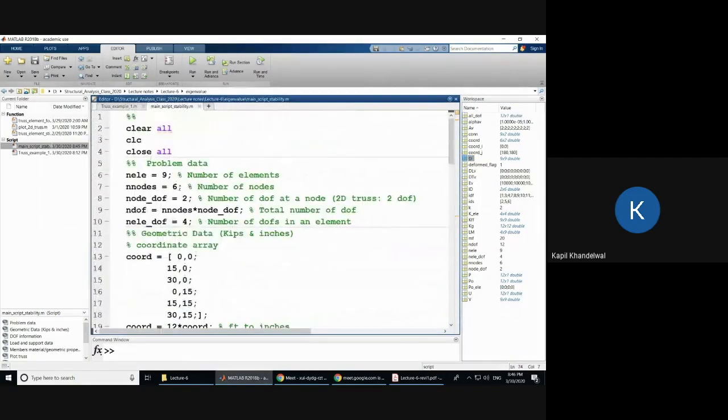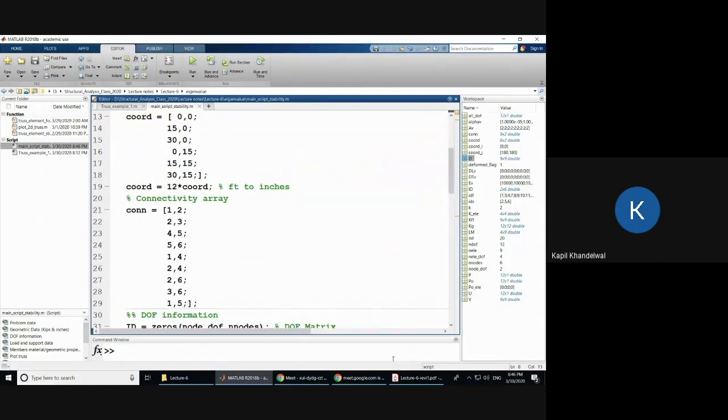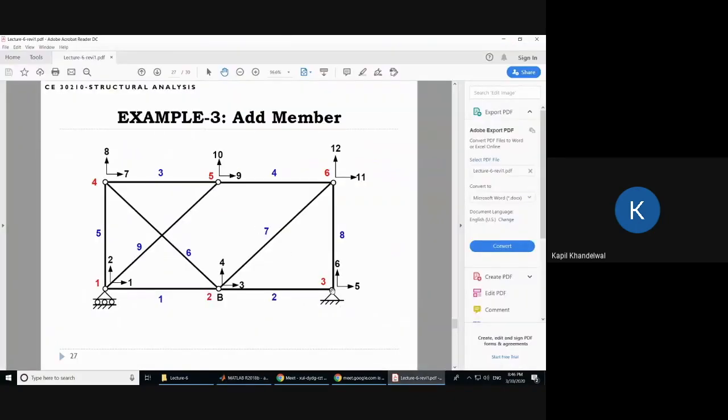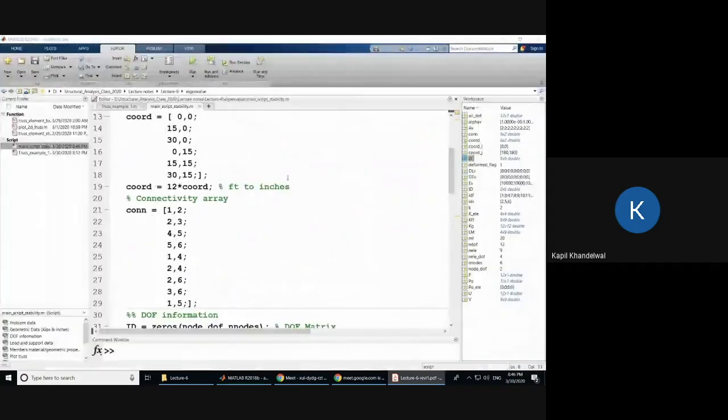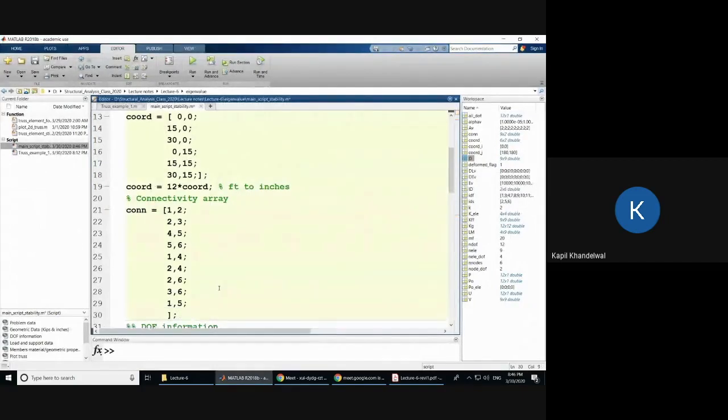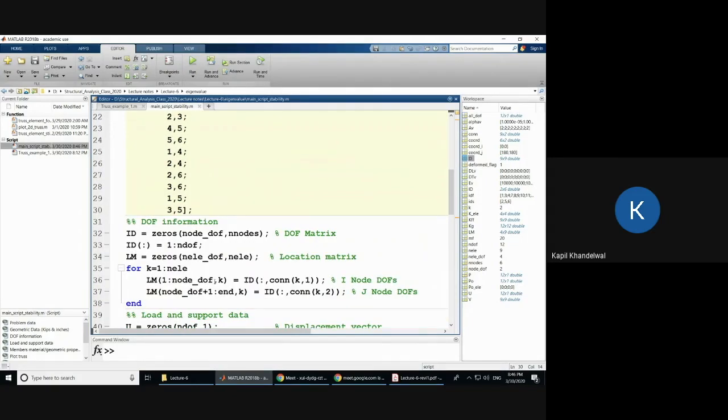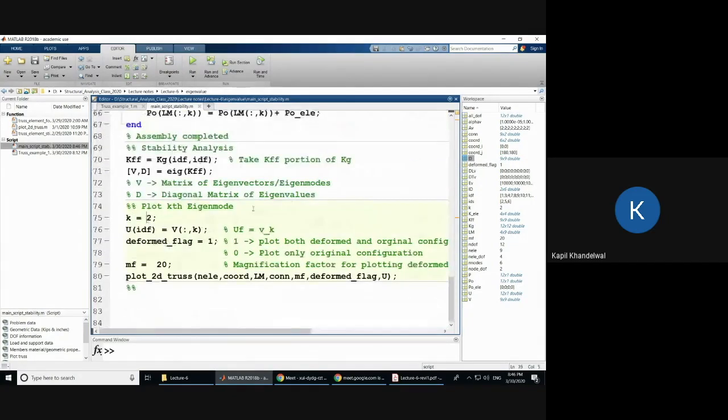So let's say that what we can do is we are going to increase one more element to, let's say, NELE is 10. And we want to increase one more element. That element goes from 3 to 5. So I can just put I node is 3 and J node is 5. And we still want to see the first eigenmode for this case.